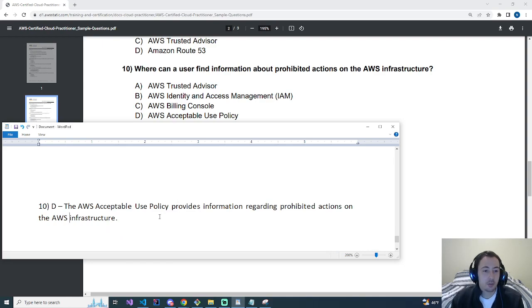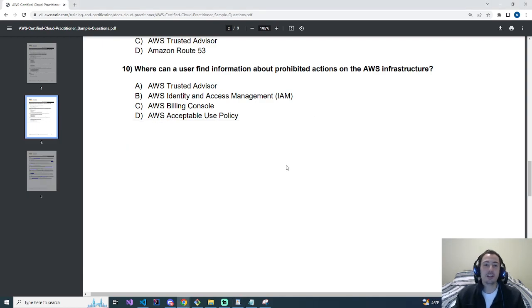D, the AWS Acceptable Use Policy provides information regarding prohibited actions on the AWS infrastructure. So probably good to take a quick look at that, just make sure we're not breaking any rules. Make sure we can stay in good standing with AWS so that we can keep using it.